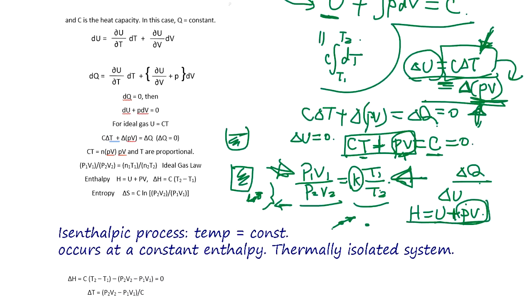So this is the definition of enthalpy. What enthalpy is? The internal energy plus PV. Okay. Then entropy, we went through this. Delta S is C log P2 V2 over P1 V1.